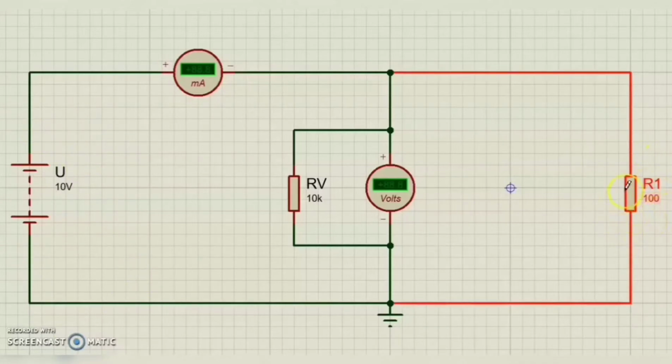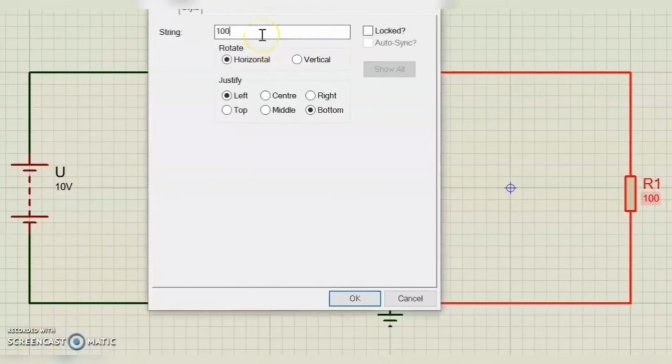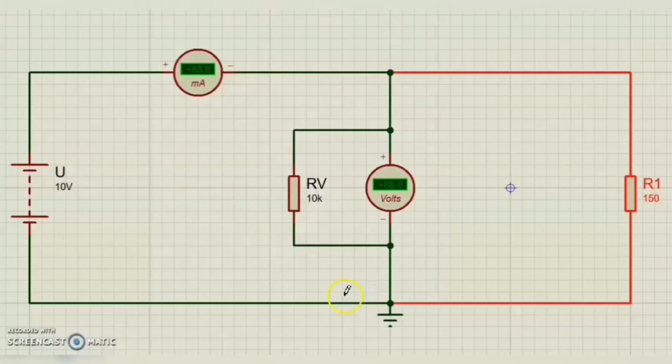Firstly, we try 100 ohm as the input, then we run it. Then we get the output here, which is 101 milliampere. Then we try with 150 ohm. Then we run. So here is the output. We get 67.7 milliampere. Then we try with 2000 ohm as the input.